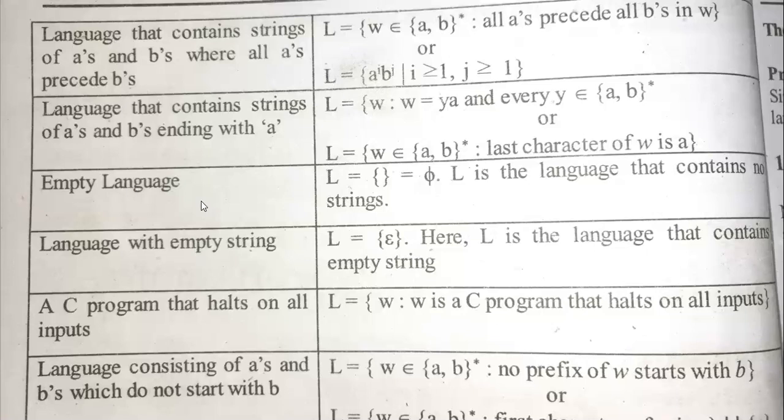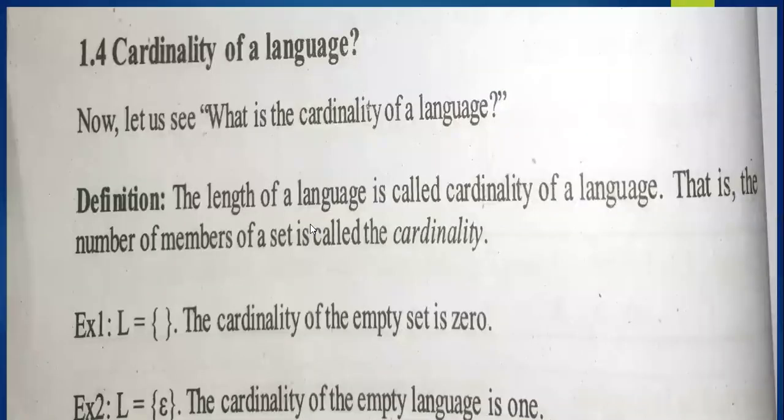So here we got a few examples. We just go through this. Then later, cardinality of a language. What exactly does cardinality of a language stand for? These are all first chapter questions, and you can expect at least a 6 marks question, a theory kind of question that you need to explain with an example.